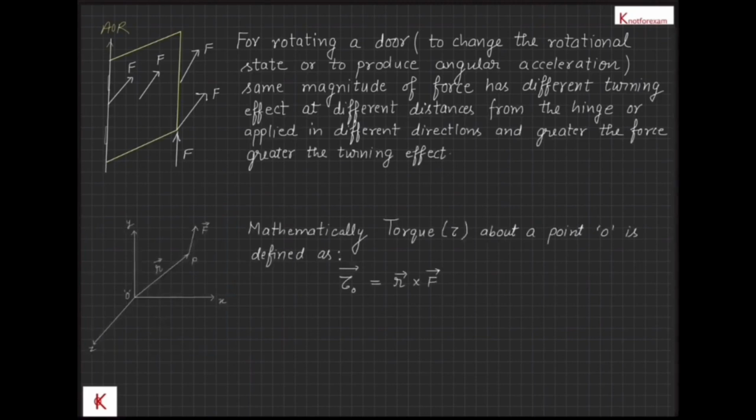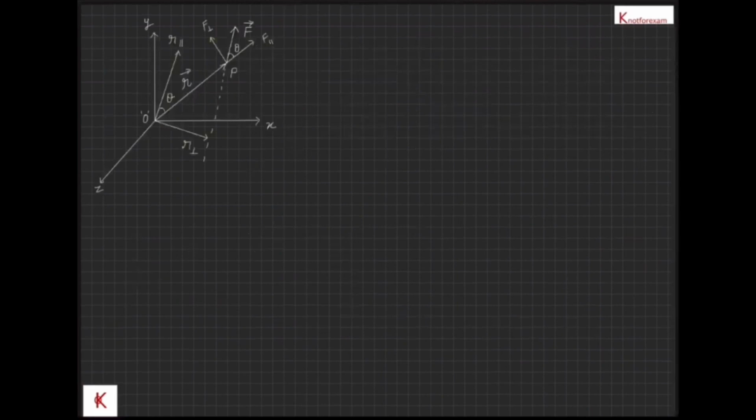tau O vector is equal to r vector cross F vector, where r vector is the position vector of the point of application of force about point O. As shown in the figure, let's resolve F vector parallel to r vector and perpendicular to r vector, and resolve r vector parallel to F vector and perpendicular to F vector. Let the angle between r vector and F vector be theta, then F perpendicular will be F sin theta and r perpendicular will be r sin theta.